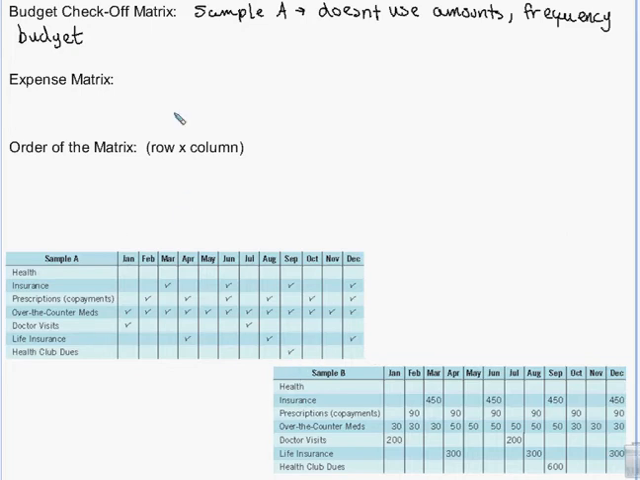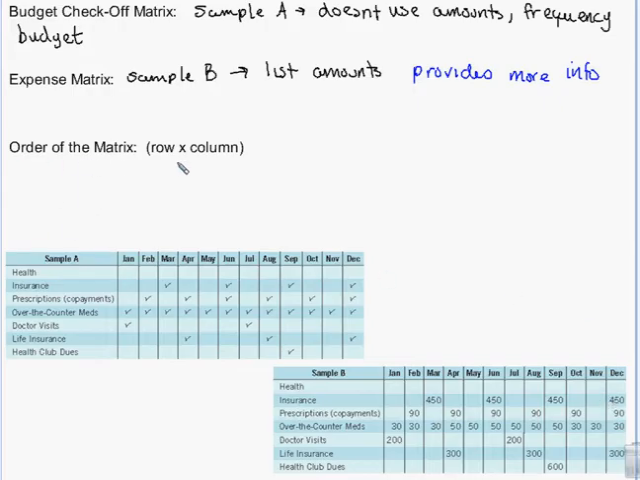And then you have an expense matrix, which is like sample B. And that is where you actually list the amounts. So here, instead of just saying I have insurance 4 times a year, I'm showing that I pay $450 4 times a year. The expense matrix provides more information. Obviously, because you actually get to see the amounts, and it's better for most people. It's better for planning because then they can see the amounts.